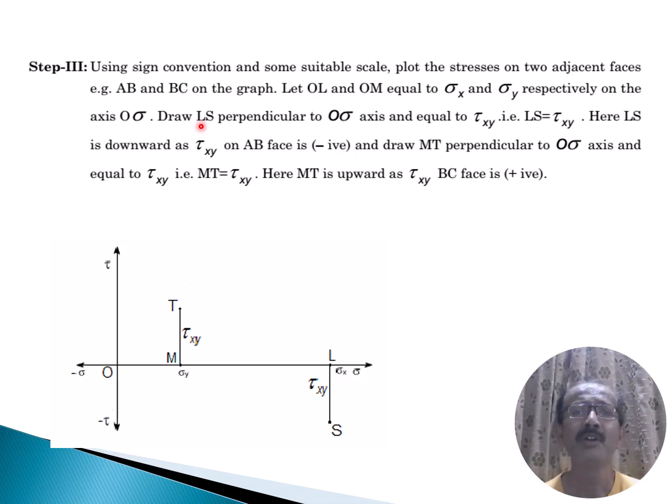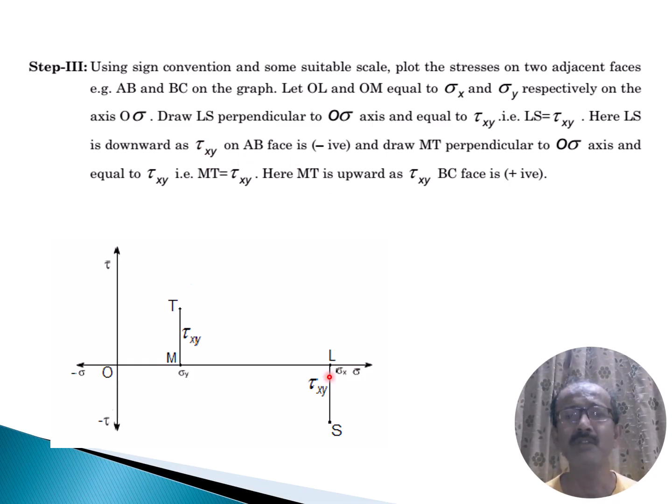Draw LS perpendicular to the O sigma axis and equal to tau xy. So LS equals tau xy. Here LS is drawn downward, as tau xy on the AB face is negative.